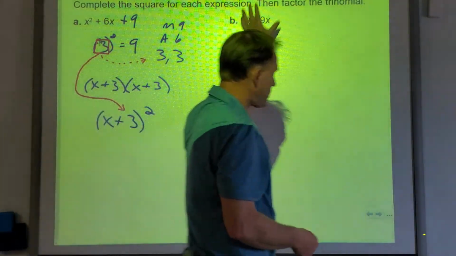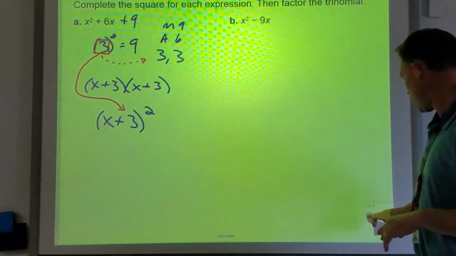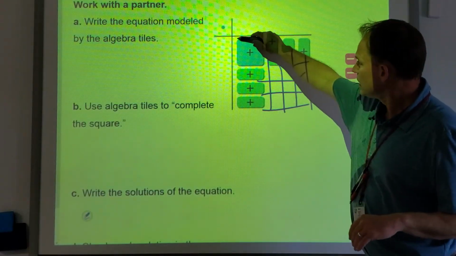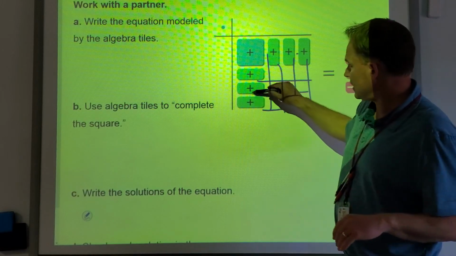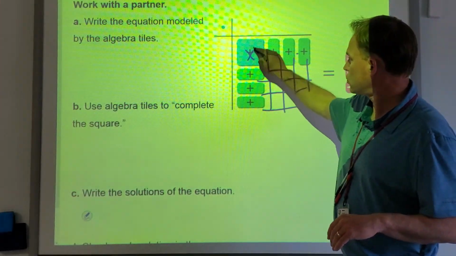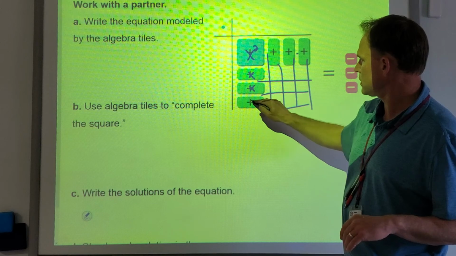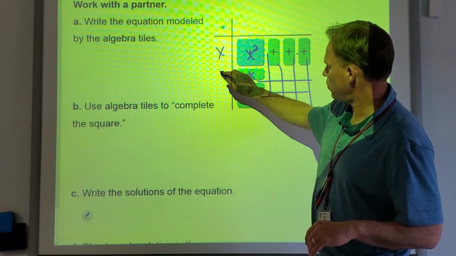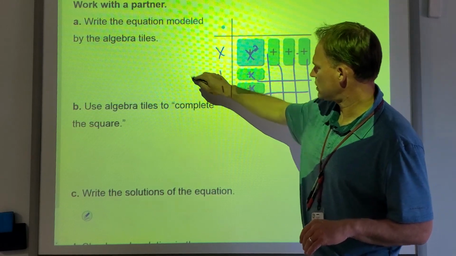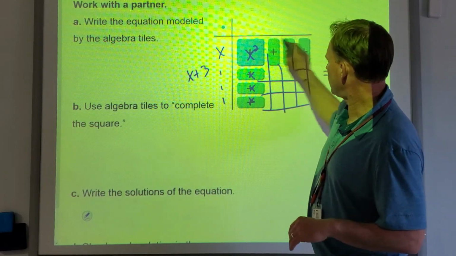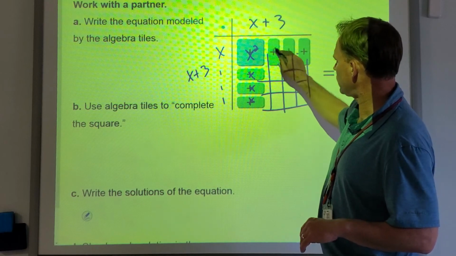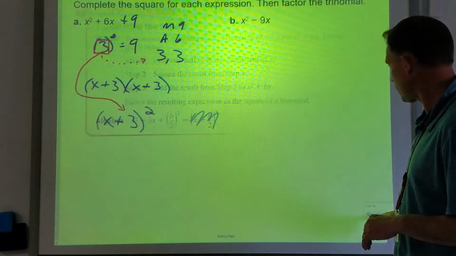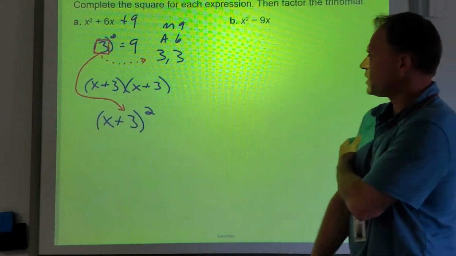So before we talk about this, let me show you what we're talking about with the images, right? If I have 6 of these x terms, and this is an x squared term, and these are all x's, how long is this side? Well, this is x, and there's 3 of them here, so this is x plus 3. Across here is x plus 3. There's 3 of those. All right? So that's why we can do this pretty quick.